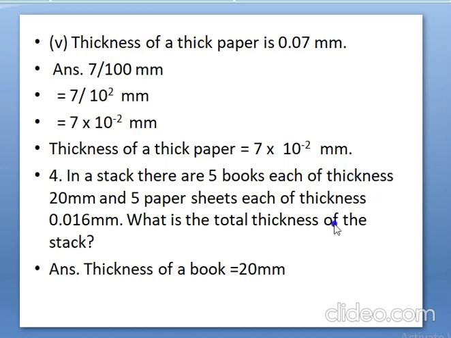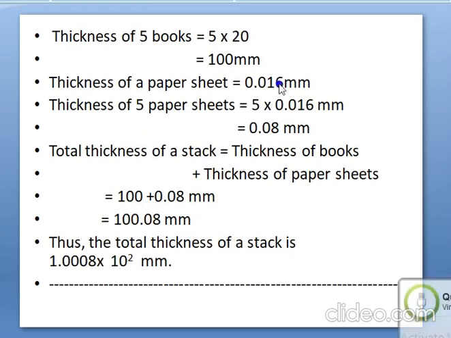Question number 4. In a stack, there are 5 books each of thickness 20 mm and 5 paper sheets each of thickness 0.016 mm. What is the total thickness of the stack? Thickness of the book is 20 mm. So therefore, thickness of 5 books is 5 into 20, that is 100 mm. Thickness of the paper sheet is 0.016 mm. So thickness of the 5 paper sheets is 5 into 0.016 mm. That will become 0.08 mm.